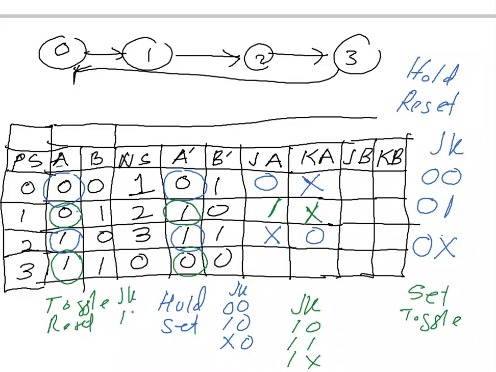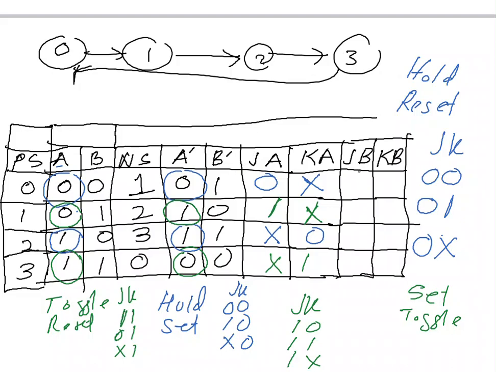Okay, so toggle 1, 1, reset 0, 1. So we can say x1, because J can take any value, 1 or 0, K is 1, so x1. Okay, so that's how you fill in the excitation table for this sequence.